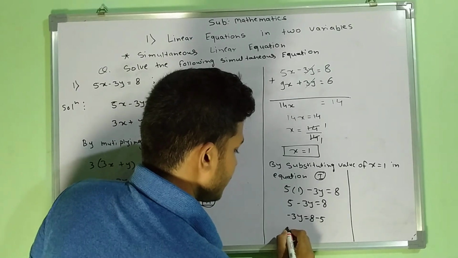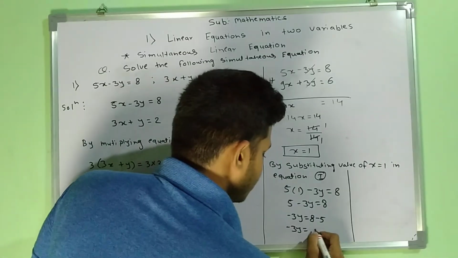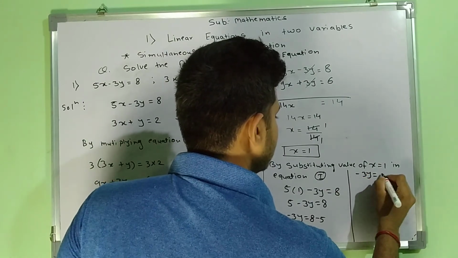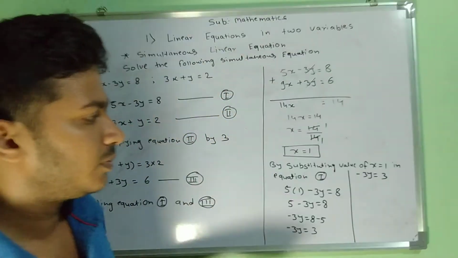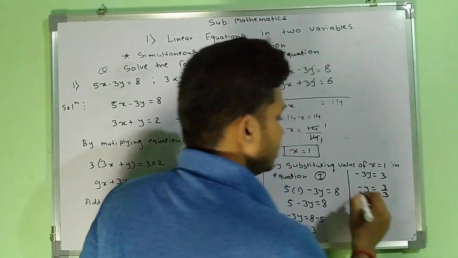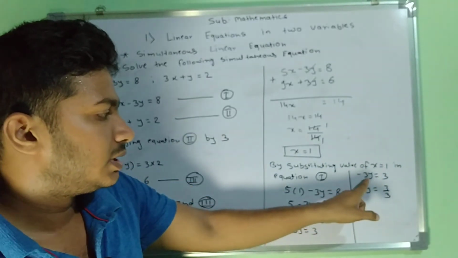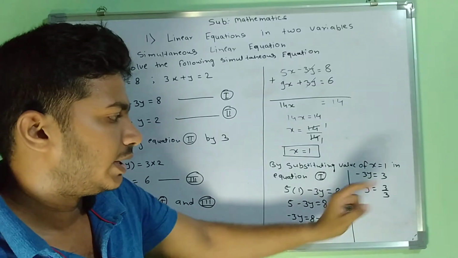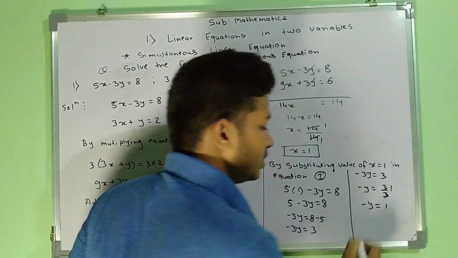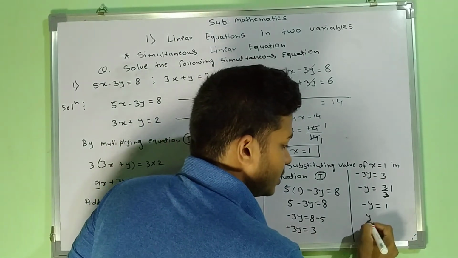So minus 3y will be equal to 8 minus 5, which is 3. So we got minus 3y equal to 3. But we have to find the value of y, so minus y will be equal to 3 upon 3. That 3, which is the coefficient of y, goes to the right hand side; as it is multiplication, it will become division. So 3 ones are 3, and we got minus y as 1, but we want the value of y, not minus y. So multiplying both sides by minus sign, we get y is equal to minus 1.